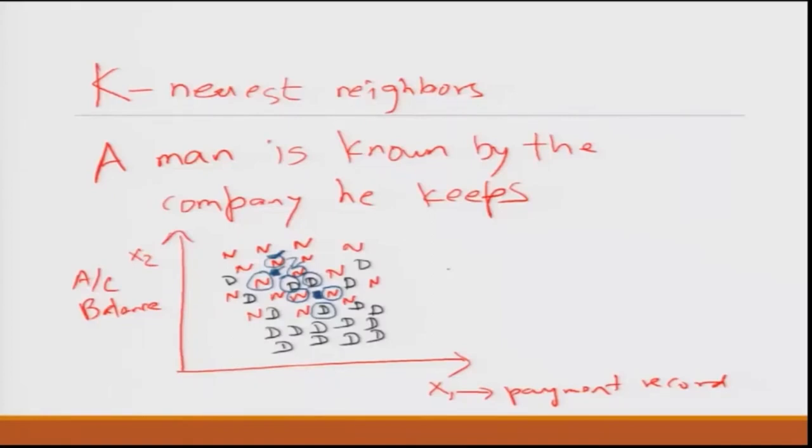But there are a few riders. The first rider is that this is very, very subjective. It is subject to the choice of k. K means the number of neighbors that you choose to make the decision.